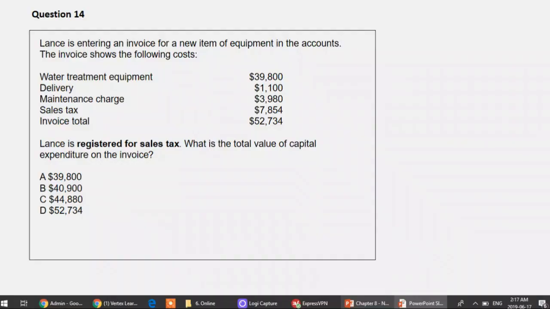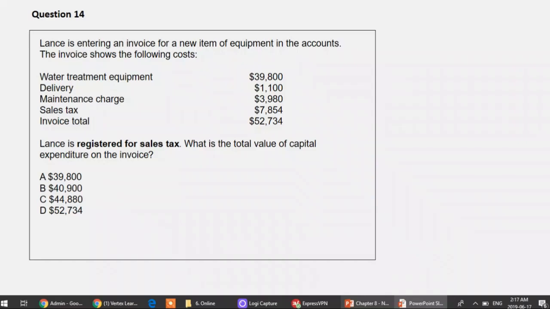Question number 14. Lance is entering an invoice for a new item of equipment in the accounts. The invoice shows the following cost. So it's a non-current asset. Water treatment equipment 39,800, delivery 1,100, maintenance charge 3,980, sales tax 7,854, total invoice value 52,734.